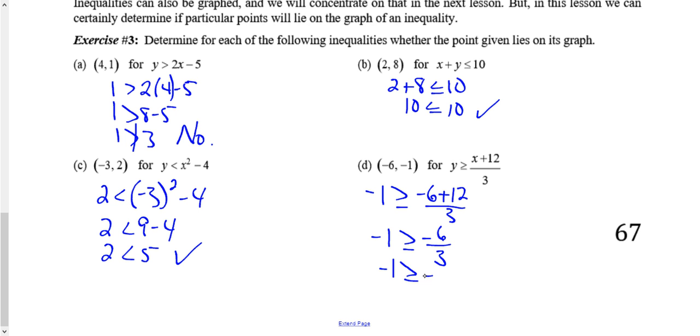Negative 2. You guys still don't understand that positive and negative are different numbers, right? And it's weird. 12. 6. No, negative 6 plus 12 is 6. That is true. Let's get that out of there. So what do we have here? 2. Okay.